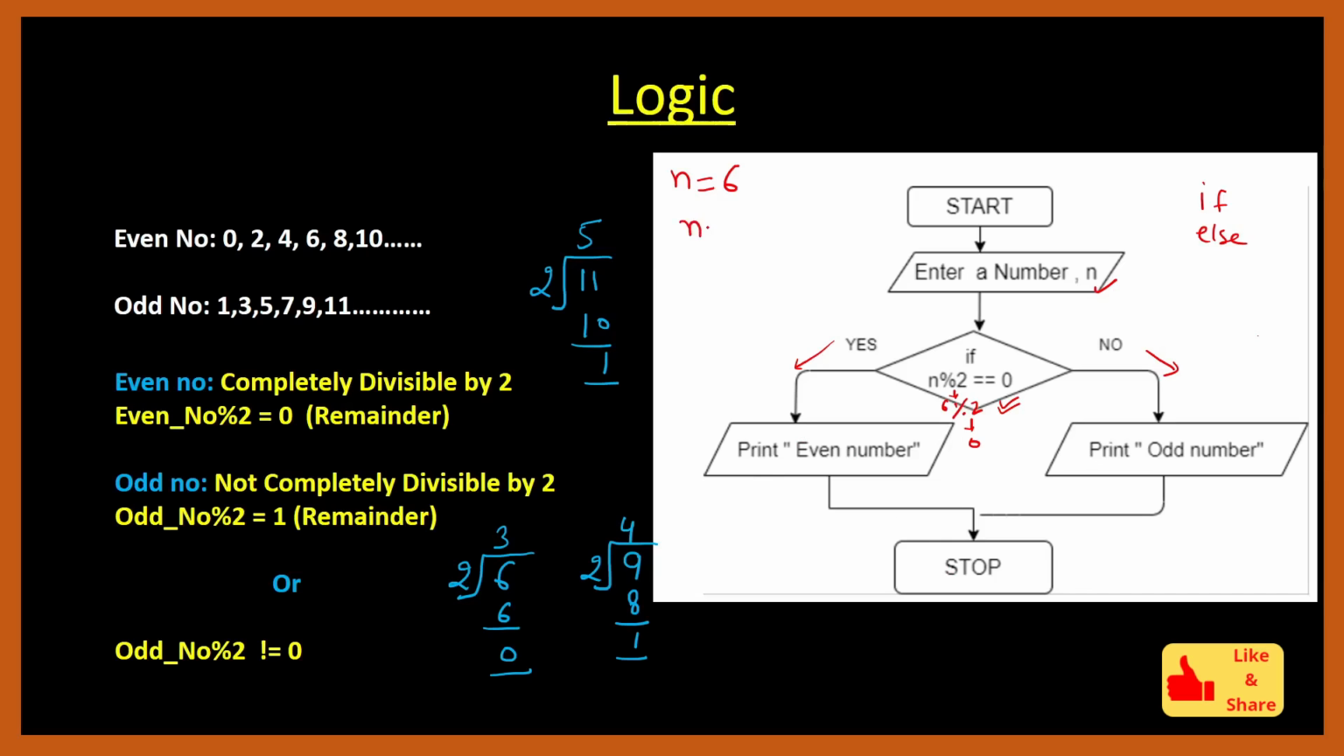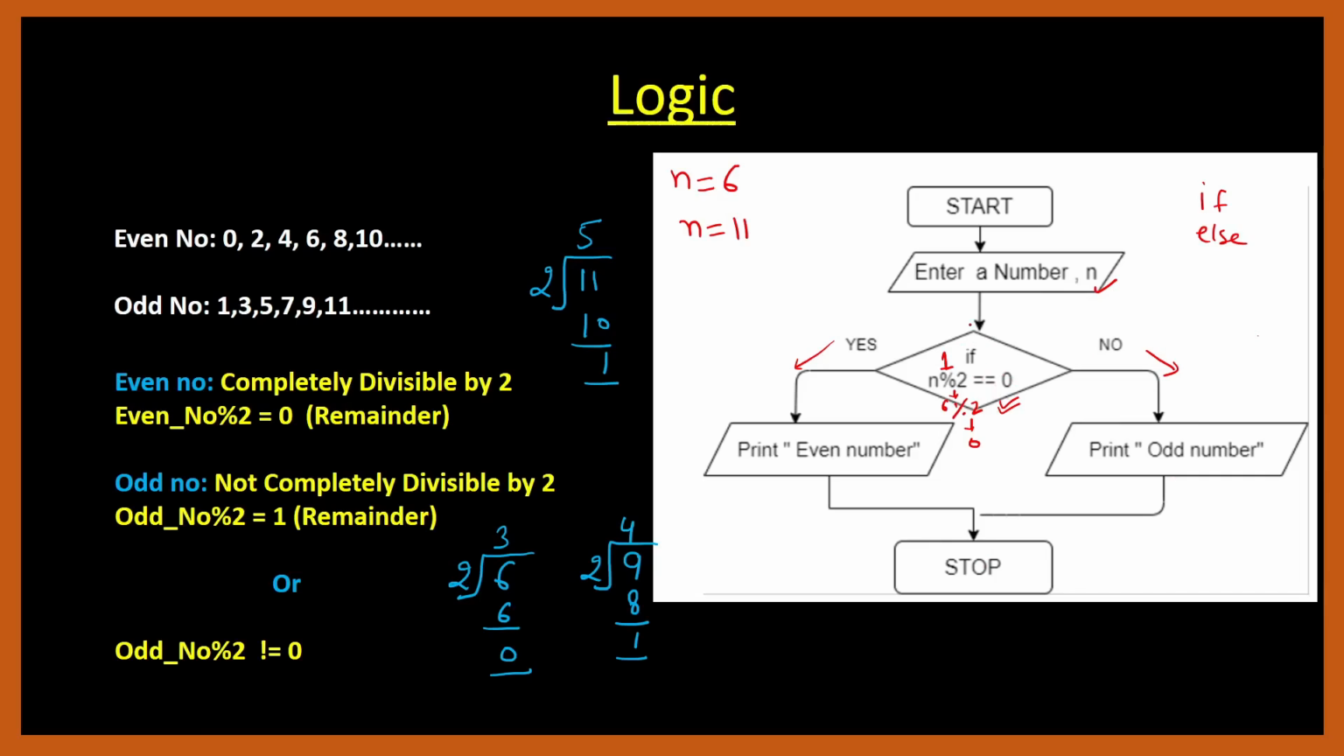Now let's take another number, let's say 11, and 11 is an odd number. So 11 by 2, I'm getting 1 as the remainder. So if I divide n by 2, that is 11 by 2, I will get 1. Now whether this output is equal to this 0, I will say no, because this is not giving me 0 as the remainder. So 1 equal to 0? This condition is false. False means I will go to the no path and I will say this is an odd number and I will stop. So this way my logic will work.